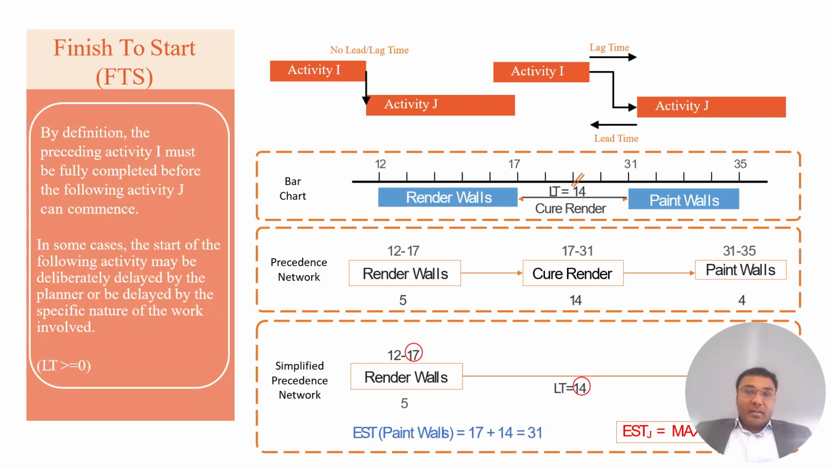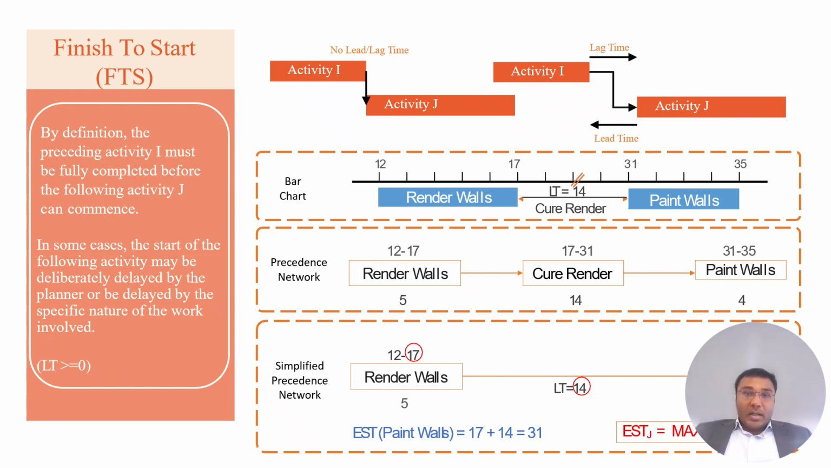So in the finish to start slide you've been seeing now, we have finish to start with a 14-day lag. Between activity I and activity J, there is a lag time. You have to leave 14 days for curing time after rendering before painting begins. Look at how the predecessor activity I, the 5-day work of rendering the wall, is scheduled. Then curing happens. The cure render lag time of 14 days, if you look at the bar chart, is from 17 to 31, which is your 14 days. And then painting starts, to be finished in 4 days.